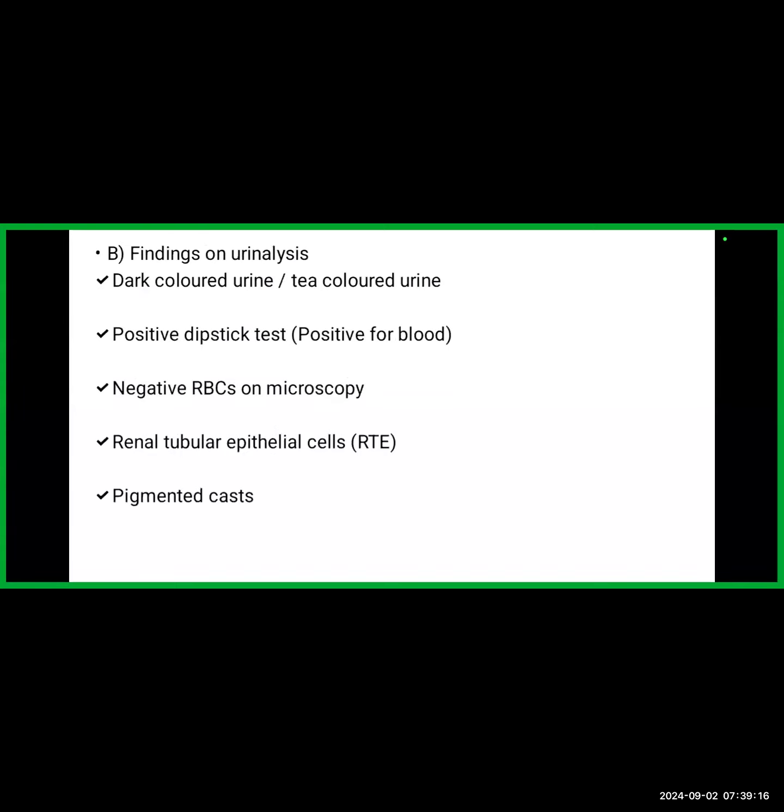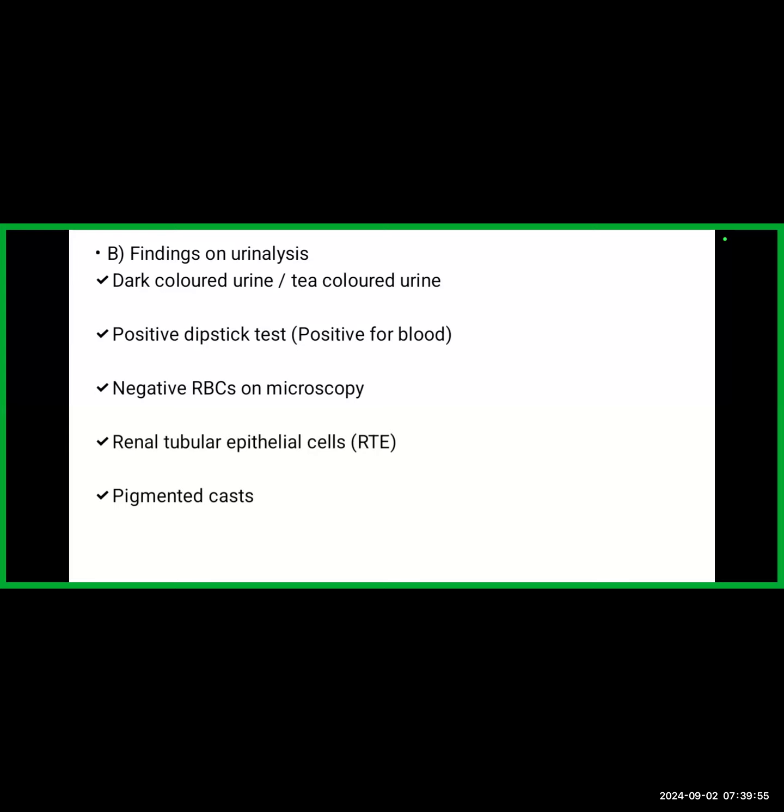Next, please. Okay, so what are the findings on urinalysis? So you would have a dark-colored urine, and some authorities also describe it as a tea-colored urine. Then one of the critical things you will note is that your dipstick is positive for blood. But when you do the microscopy, you do not have red blood cells. So a combination of a positive dipstick for blood and negative RBCs on microscopy should always raise your suspicion of myoglobinuria from this process. Then you can also see pigmented casts.